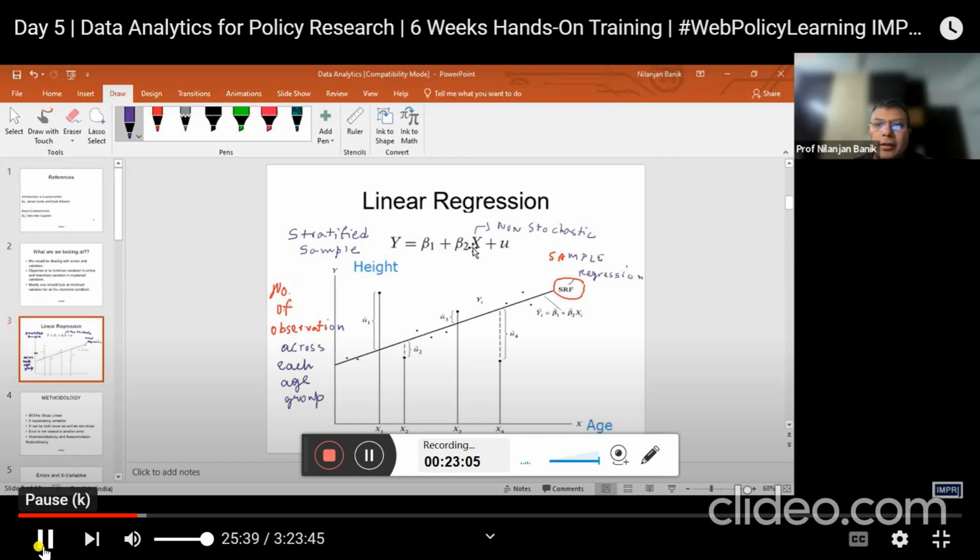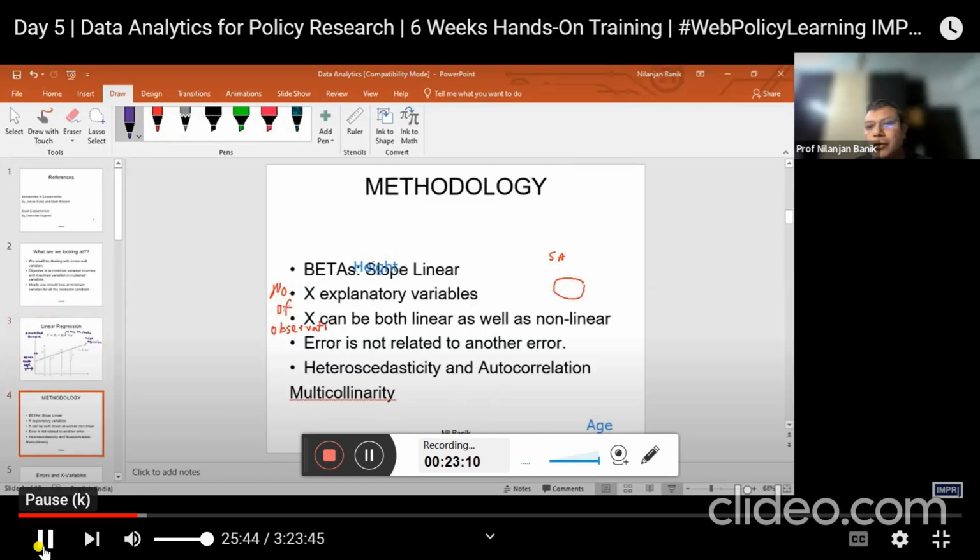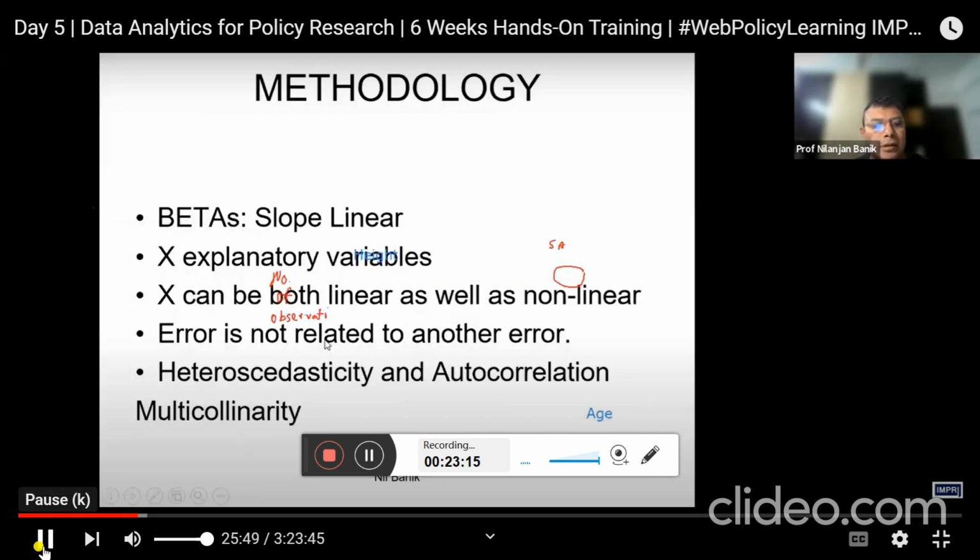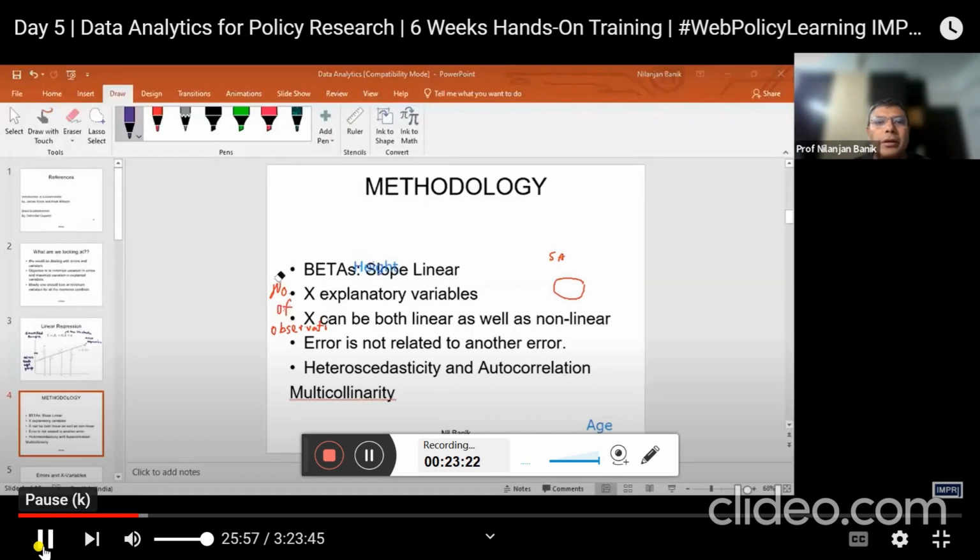In addition to that, there are two other things that we are trying to argue. One is we are saying that the slope, or the betas, are linear. My question to you is, why do you think beta is linear? Anyone can answer. What is the problem if beta becomes non-linear? So I'm saying that this slope is linear. What happens if beta is non-linear?